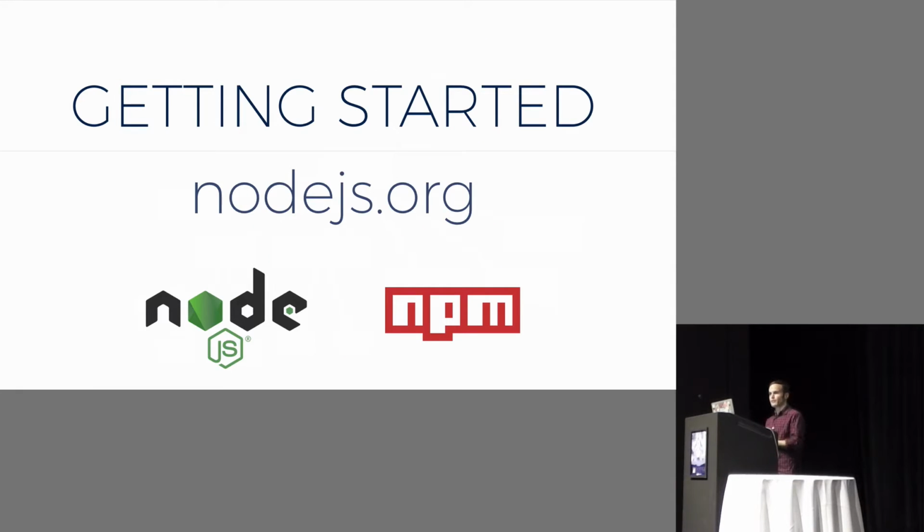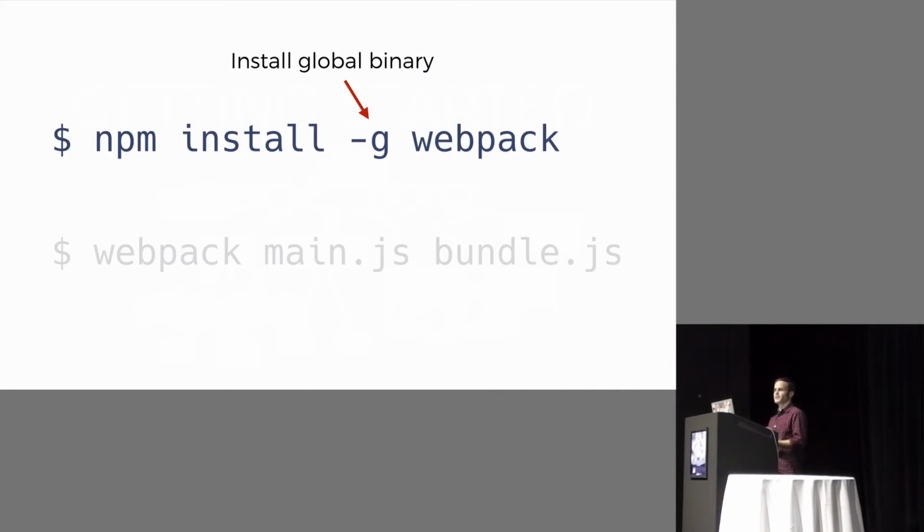To get started, Webpack is a Node module, so you will need to install Node. You can visit nodejs.org. There are binaries for Unix systems, Linux, Mac OS X, and Windows. Along with Node, you'll get the Node Package Manager, which is essentially a package manager for Node, something like NuGet for .NET or pip for Python. Once you have that installed, you can use npm from the command line to install Webpack itself. You use the -g flag to say, I want to install this as a global binary.